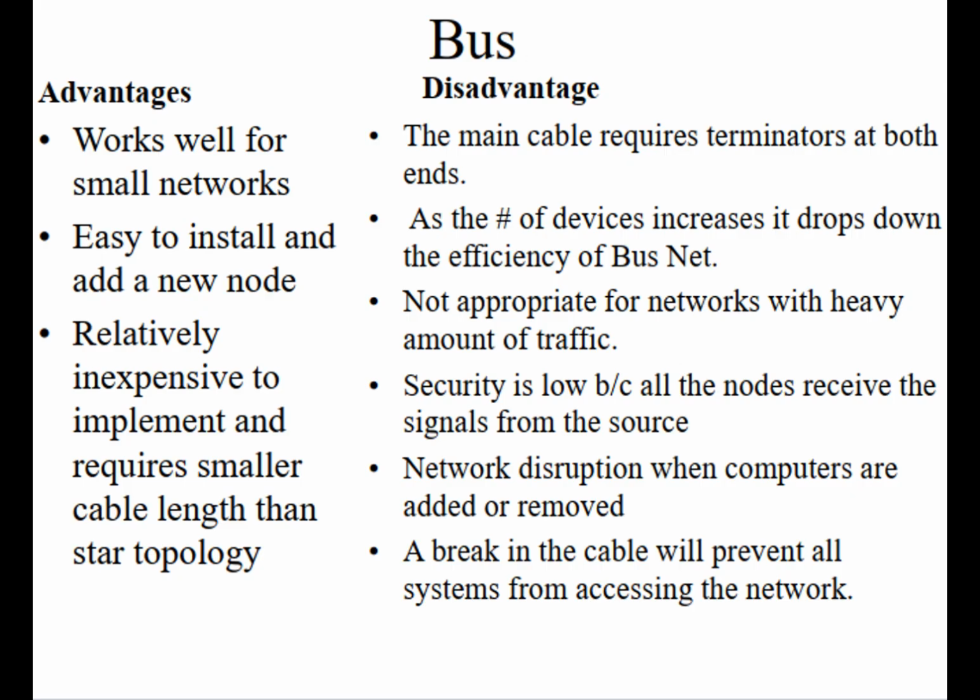Security is low because all the nodes receive the signals from the source. Network disruption: when computers are added or removed, a break in the cable will prevent all systems from accessing the network.